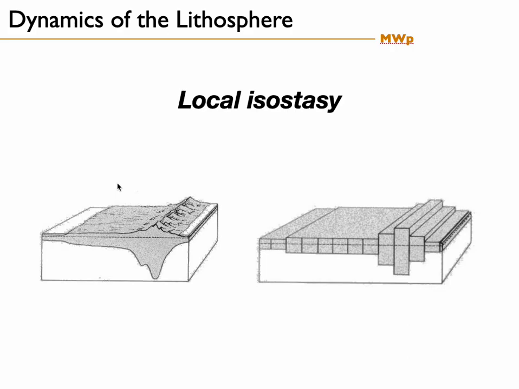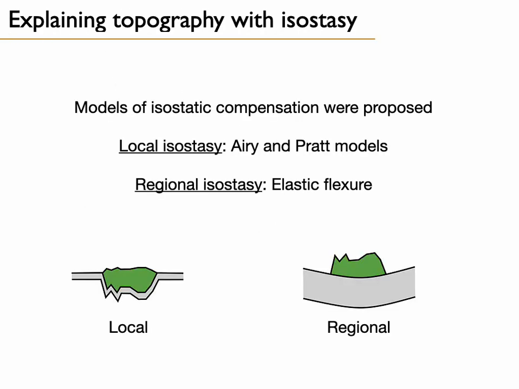Welcome everyone. This lecture of dynamics of the lithosphere is about local isostasy. Several models of isostatic compensations have been proposed, and they basically fall in two categories: one called the local isostatic models and the other called regional isostatic models. The local isostatic models are namely the Airy and Pratt models, and the regional isostatic models are the elastic flexure models.